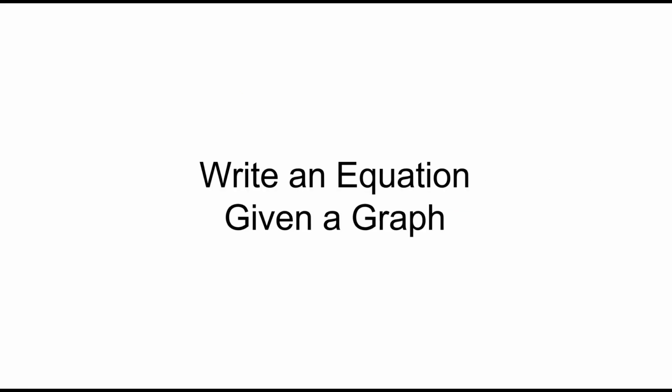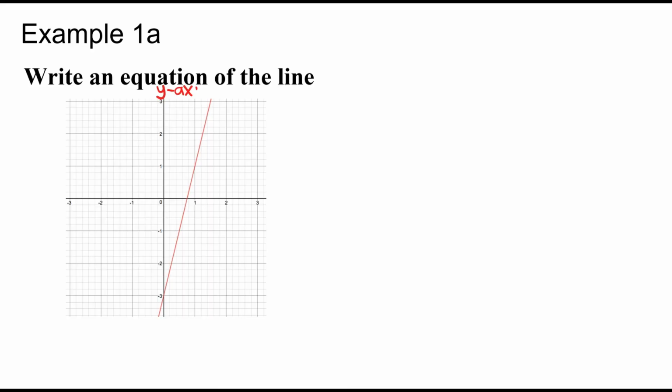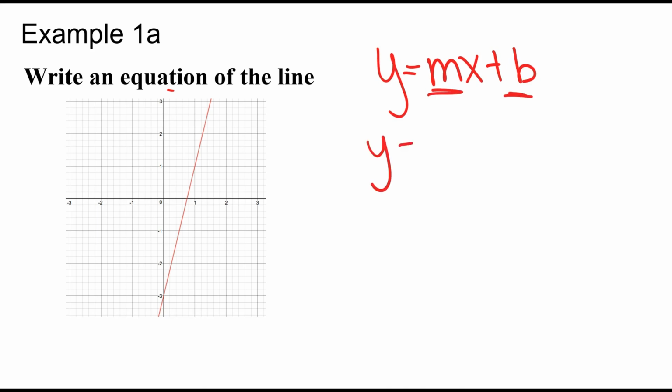Let's practice writing equations when given a graph. When we're writing an equation of a line, we need to have y equals mx plus b. So our goal is to fill in the blanks for m and b. So y equals blank x plus blank. Well, let's see if they give the y-intercept. If we can see where along this y-axis the graph hits, we can see that it hits right there, and that's at -3.